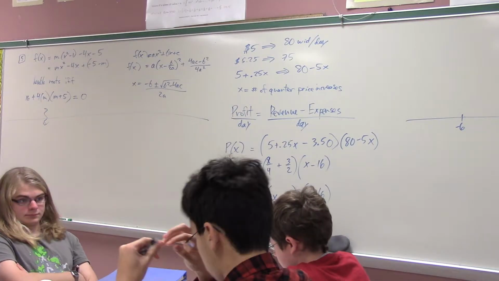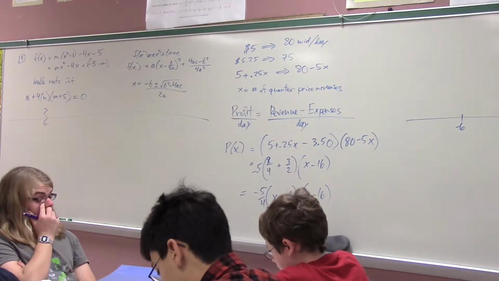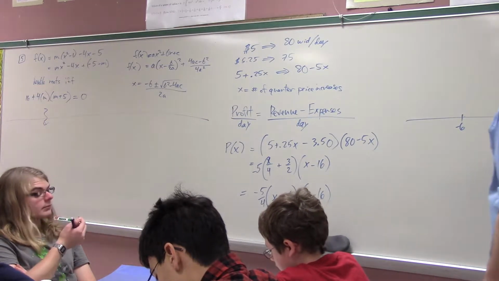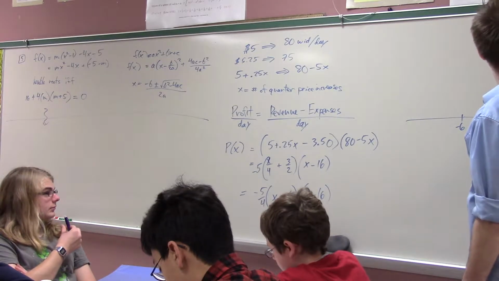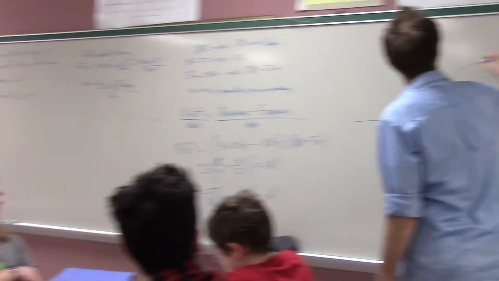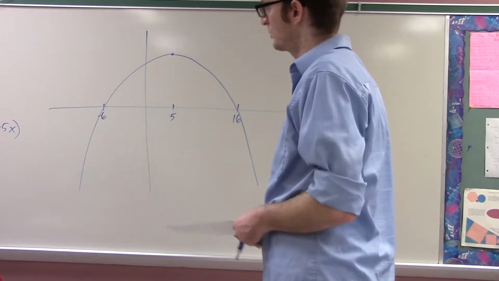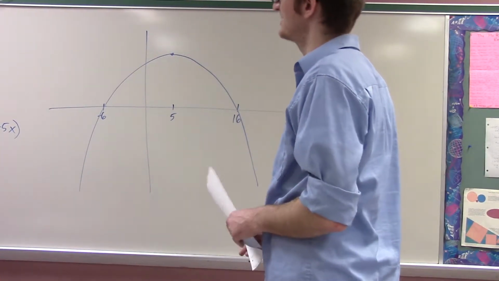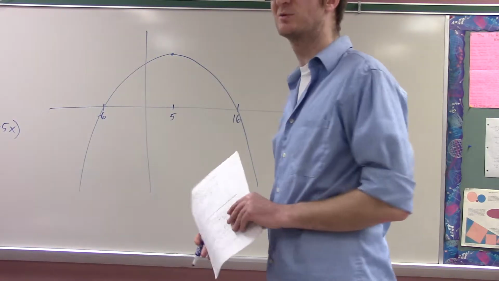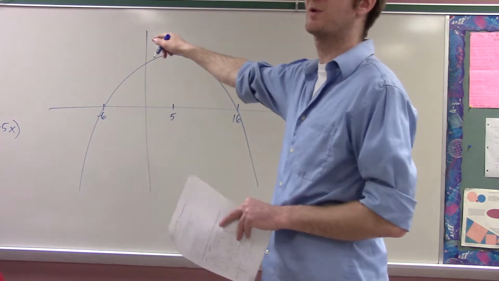So first off, the average of the roots, which are 0 and 10, is going to be 5. And so we have something that kind of looks like this. Here is my function. And so the answer to the question is that the profit is maximized when x equals 5, because that's the vertex of the parabola representing the profit function.